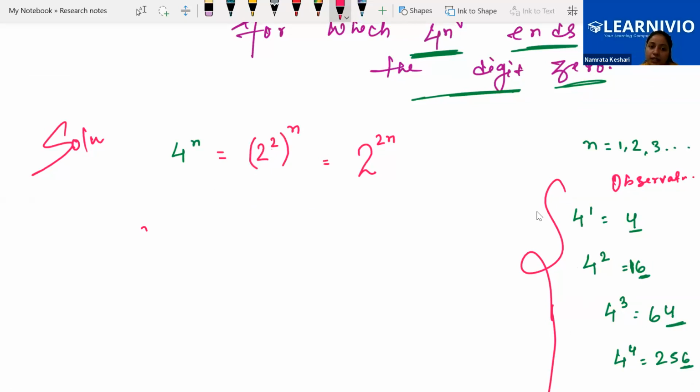Now when we are taking n value as 1, this is just for understanding, then this 2 to the power 2n becomes 2 to the power 2 into 1. That means 2 to the power just 2. That means 2 into 2.